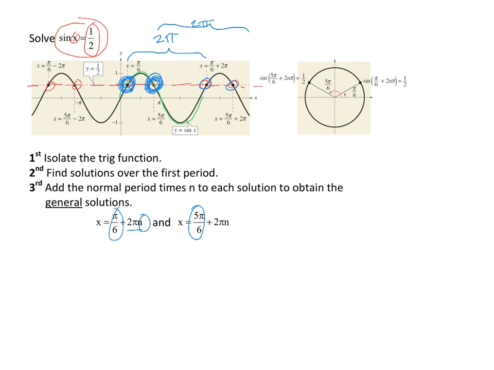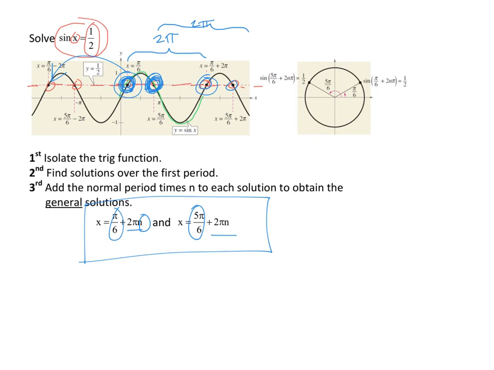Well, if you replace the n with 0, then you just get this point. If I replace it with 1, I'm adding 2 pi on, and I get this point. If I replace it with -1, it's going to take me back to this point. And the same applies for this equation. So this is your solution to this particular problem.